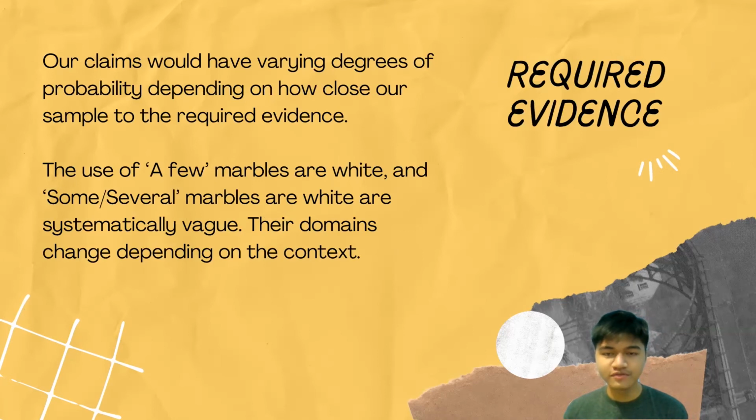Required evidence for different levels of generalization are claims with varying degrees of probability, depending on how close our sample is to the required evidence. The terms "a few marbles are white," "some marbles are white," or "several marbles are white" are systematically vague. Their domains change depending on context. So if you have complete evidence to confirm your generalization, you have not made an inductive inference. The element of arguing from the observed to the unobserved, or from the familiar to the unfamiliar, is missing when you have complete evidence to support a claim.